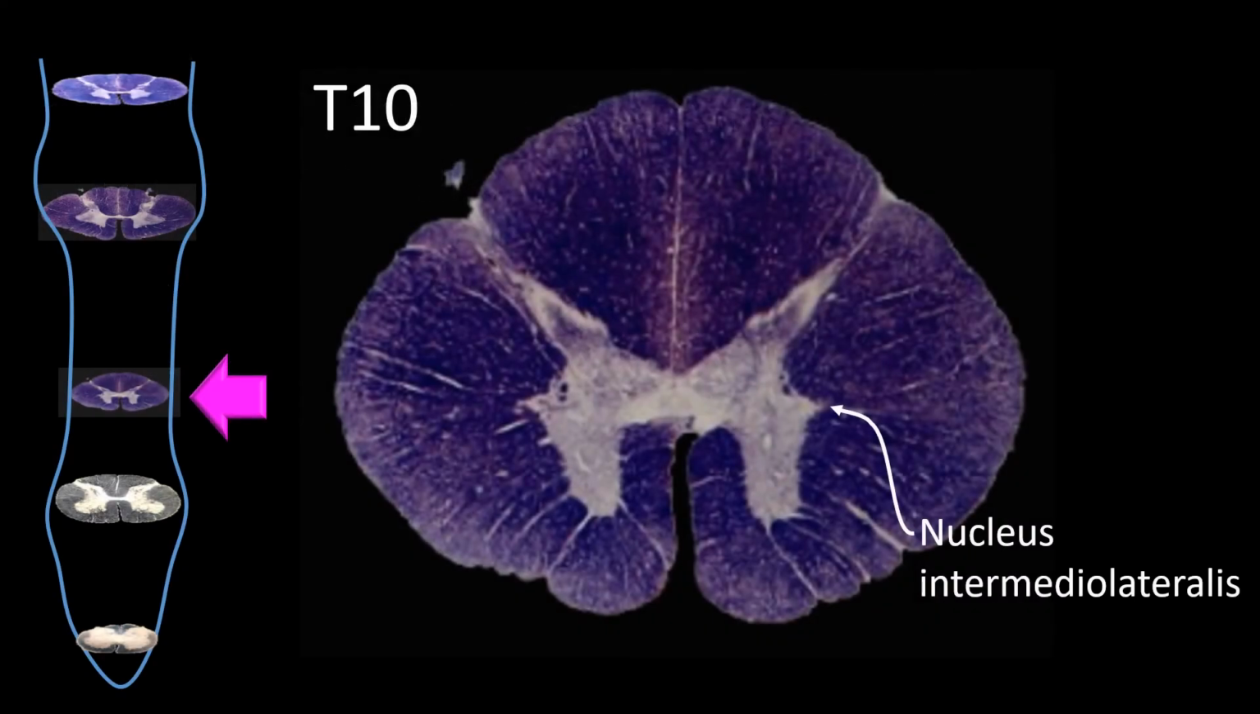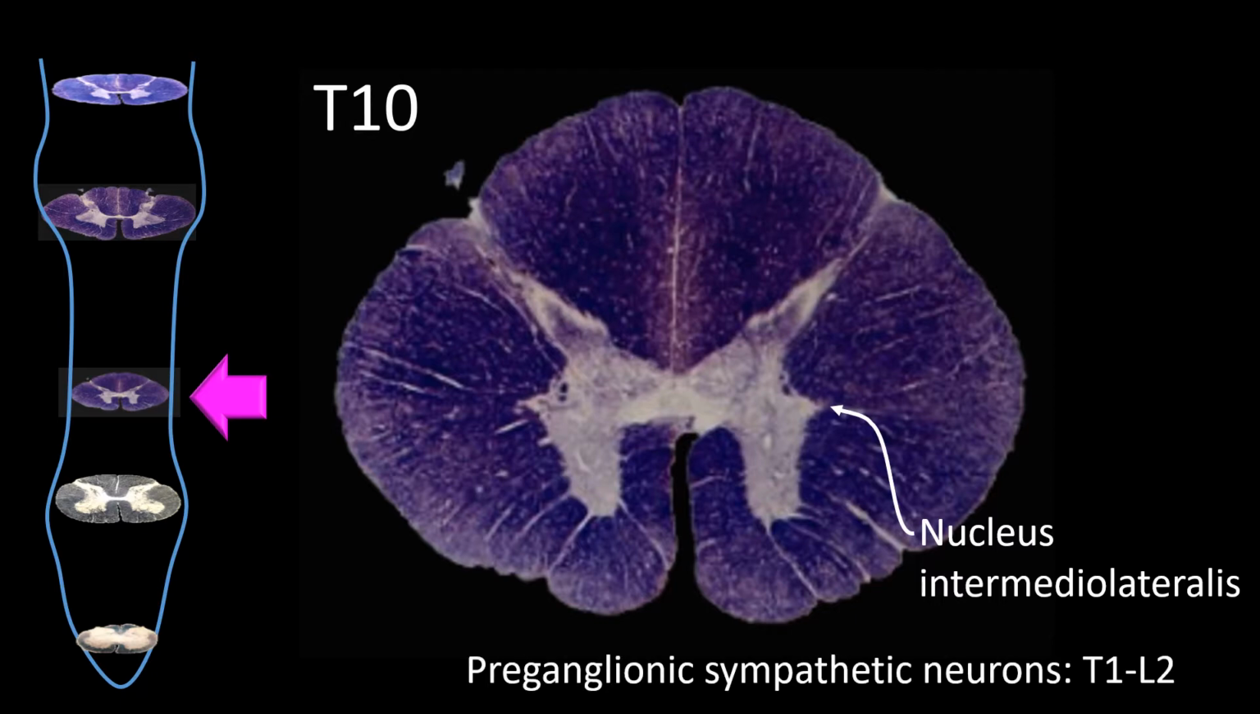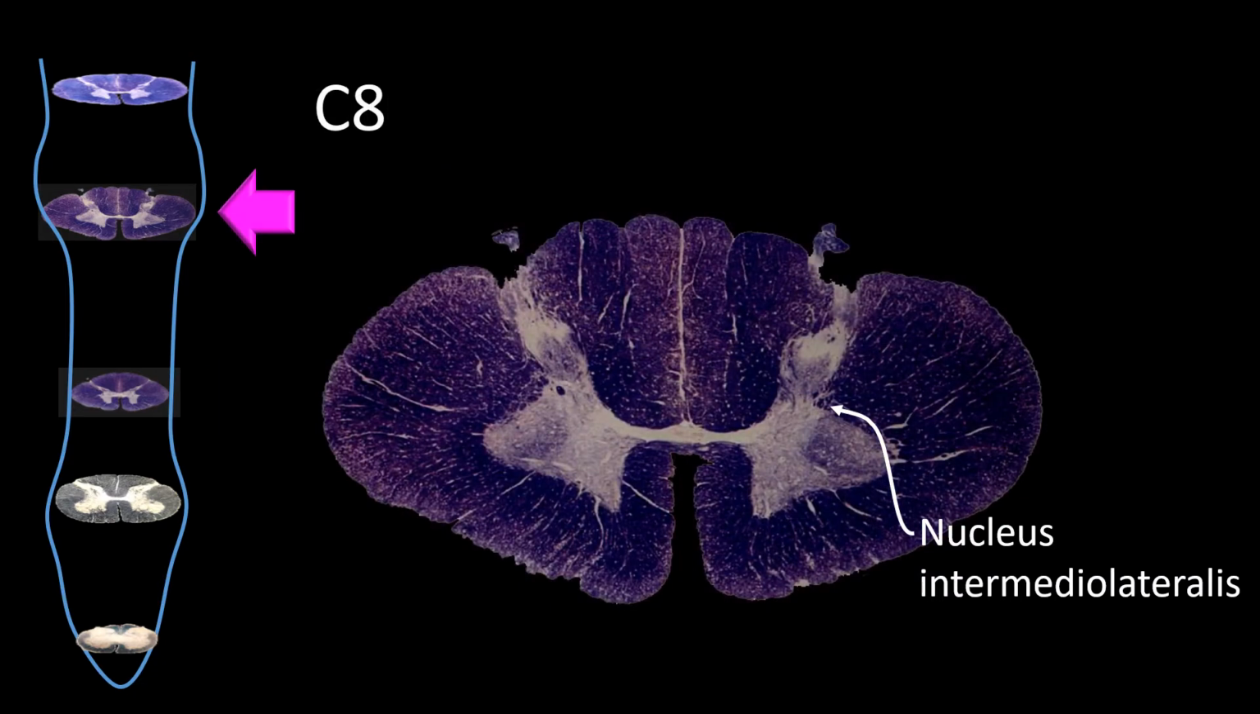This is a T10 segment. You can see the nucleus intermediolateralis. This nucleus houses the preganglionic sympathetic neurons. These neurons form a column going from T1 to L2. Rarely, the column is present at C8 spinal cord level and almost never at C7.